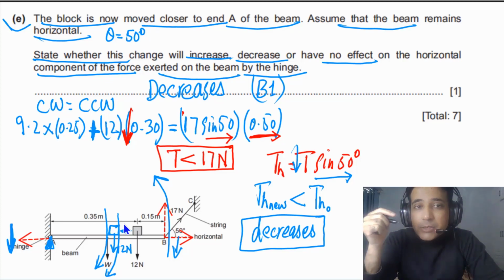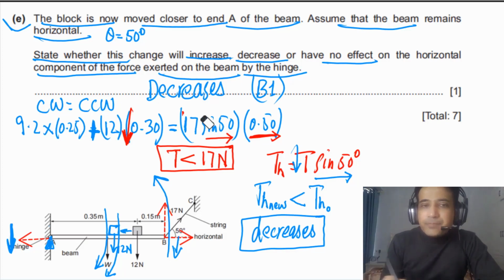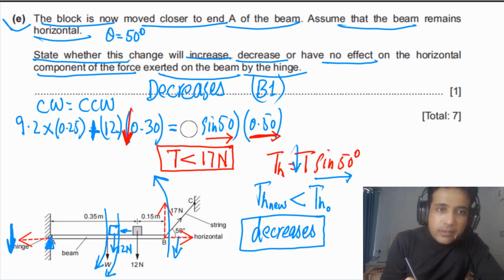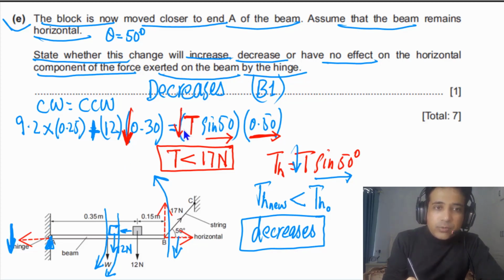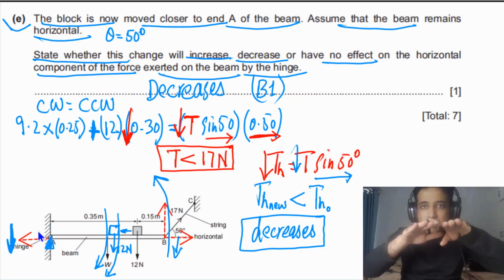Let me explain a little bit in a different way. I can replace this 17 with the value of T. Maybe this will make more sense. I can just write T here. If this decreases, what about T? T has to decrease because the angle is the same and the distance from the pivot is the same. As T decreases, the horizontal component has to decrease. As the horizontal component of tension decreases, the horizontal component of the force from the hinge on the beam also has to decrease because the beam is still in equilibrium. I hope this is clear to you.